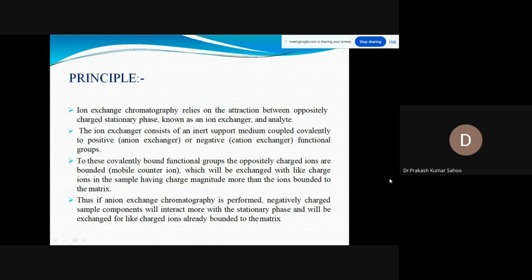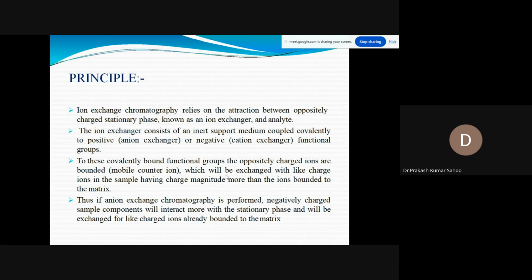So what is the principle? It relies on the attraction between an oppositely charged stationary phase, known as the ion exchanger, and the analyte. The ion exchanger consists of an inert support medium coupled covalently to positive, known as the anion exchanger, or negative, the cation exchanger, functional groups. To these covalently bound functional groups, the oppositely charged ions are bound, which will be exchanged with like charged ions in the sample having charge magnitude more than the ions bound to the matrix.